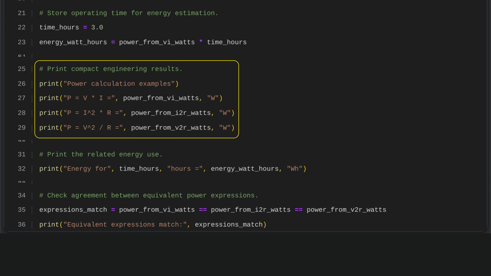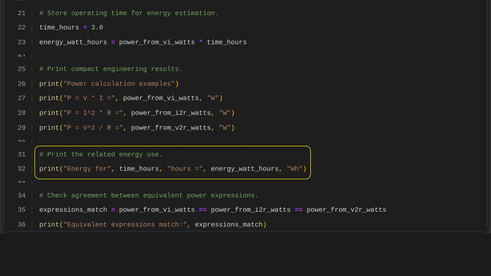This section introduces 3 common ways to calculate electrical power. It shows power from voltage and current as power equals voltage times current, then power from current and resistance as power equals current squared times resistance. It also shows power from voltage and resistance as power equals voltage squared divided by resistance, with each result reported in watts. The code displays the circuit's energy use over a chosen time period. It uses the calculated energy in watt-hours and the duration in hours to show the total energy consumed.